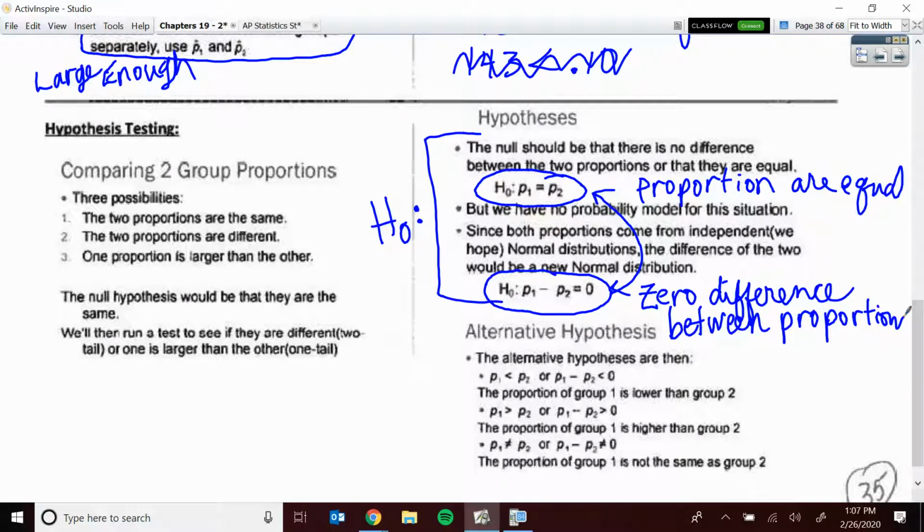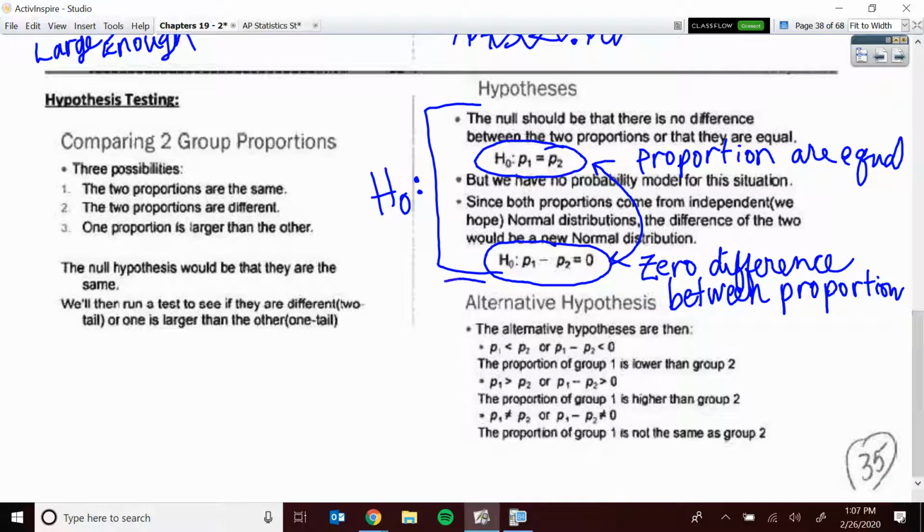All right, next. Here, let's discuss HA. Of course, here's the way that I'll pretty much write them. Either one proportion is less than, greater than, or not equal to the other, which would correspond to the difference being less than 0, greater than 0, or not equal to 0. Okay, there it is. So that is the foundation of our two proportion tests.